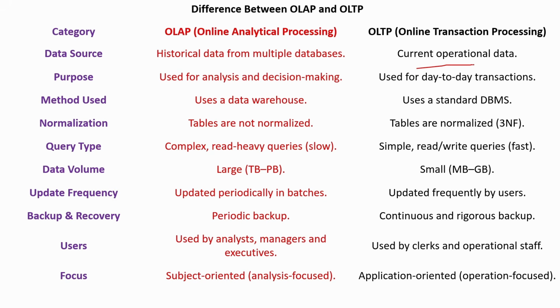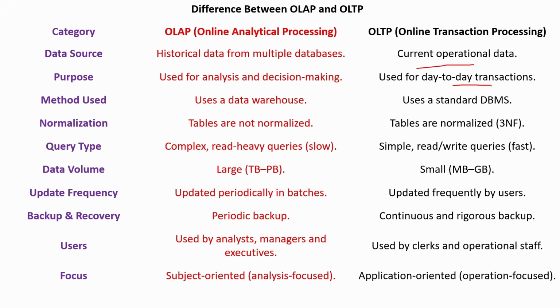Now let's talk about the purpose. The purpose of OLAP systems is analysis, better decision making, and creating reports on top of the data. Similarly, the purpose of OLTP is to serve front end users, operational staff, or customers, so it is used for day to day transactions, right? What are the methods used? OLAP is the method we use in a data warehouse, and OLTP is a standard for DBMS.